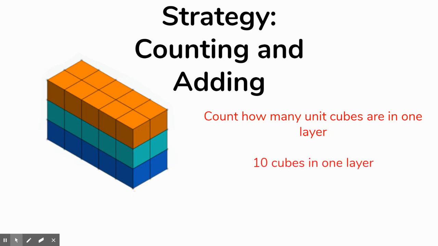Now we have to count how many layers there are. There are three layers, which means that we're going to be adding 10 plus 10 plus 10, which gives us a total volume of 30 cubic units for this rectangular prism. So again, this is nothing fancy. We're just counting up the cubes in a layer, and then we're adding that number based on how many layers there are.